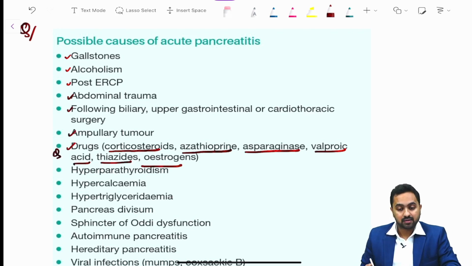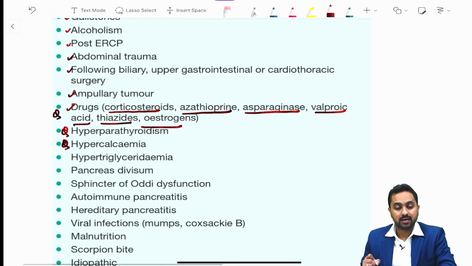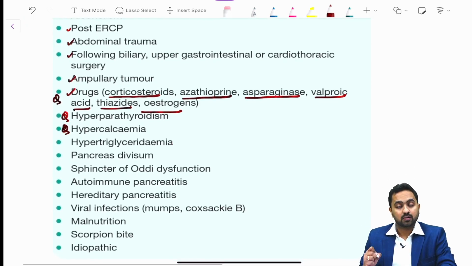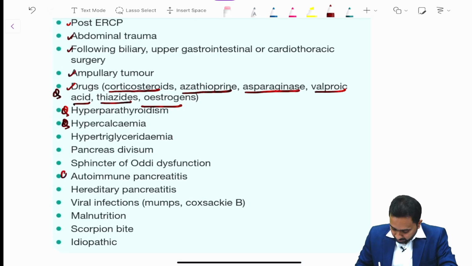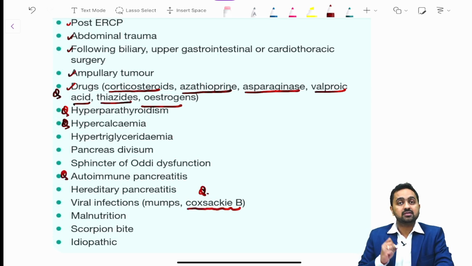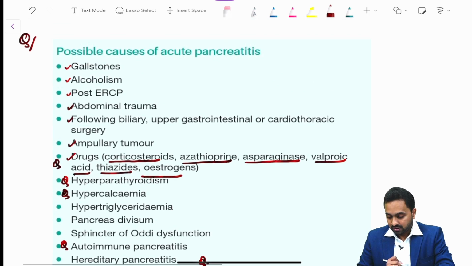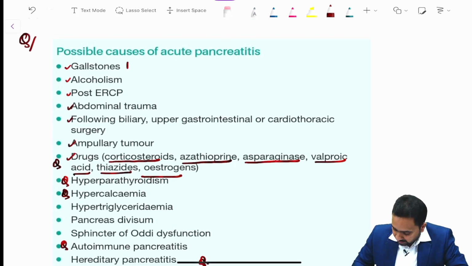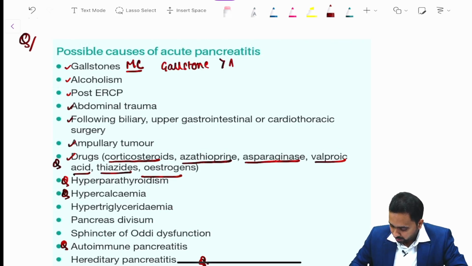Then hyperparathyroidism, hypercalcemia, hypertriglyceridemia, pancreas divisum, sphincter of Oddi dysfunction, autoimmune pancreatitis, hereditary pancreatitis and viral infection like mumps and Coxsackie B virus, malnutrition, scorpion bite and idiopathic. Now, if you are asked regarding one of the most common causes, then it is gallstone, right. So, gallstone is a more important cause compared to alcohol.